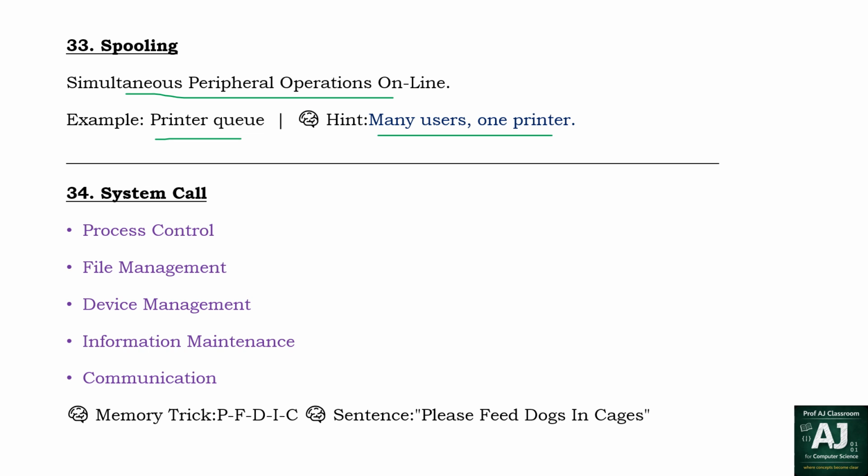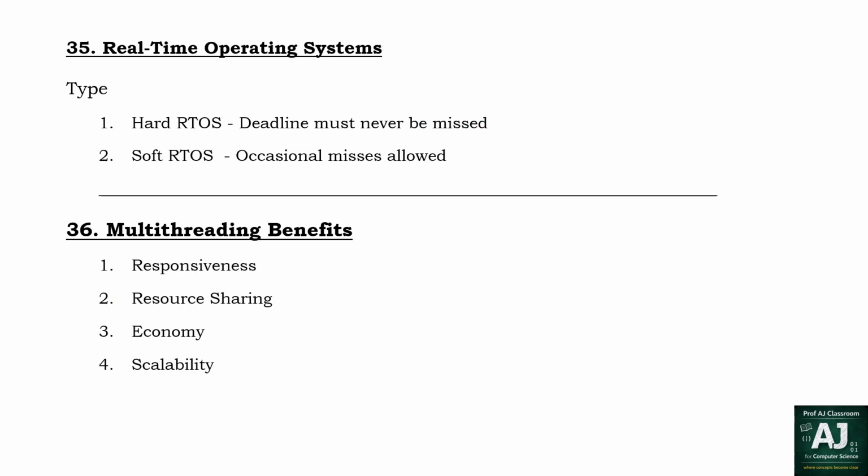Next, system call categories are process control, file management, device management, information maintenance, and communication. Okay, memory trick to memorize these first letters, PFDIC, is please feed dogs in cages. Next, real-time operating system types, hard RTOS and soft RTOS. Hard RTOS is deadline must never be missed. In soft RTOS, occasional misses are allowed.